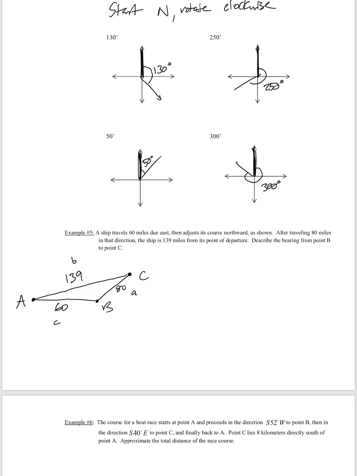If I need to know the bearing from B to C, then I'll need this angle in here, angle B. I know 3 sides. So to find an angle, side, side, side, that means I need the law of cosines. So I'm going to use the alternate form since I'm solving for an angle measure. Cosine of B equals 80 squared plus 60 squared minus 139 squared all over 2 times 80 times 60. Take the inverse cosine of both sides and I'll get B is about 166.15 degrees.